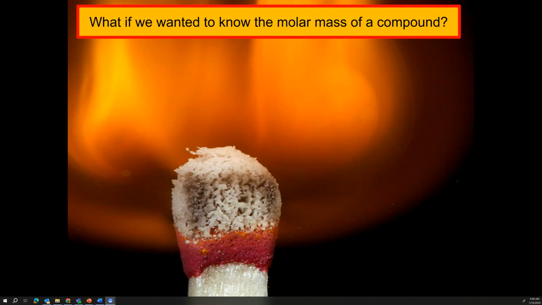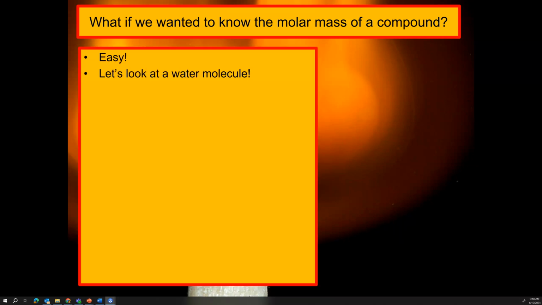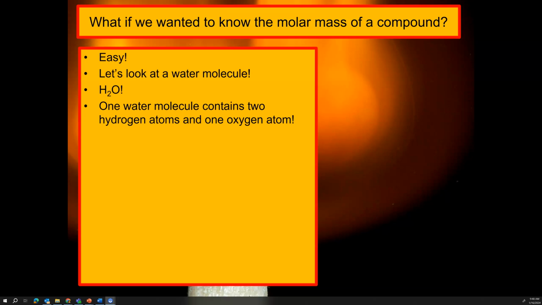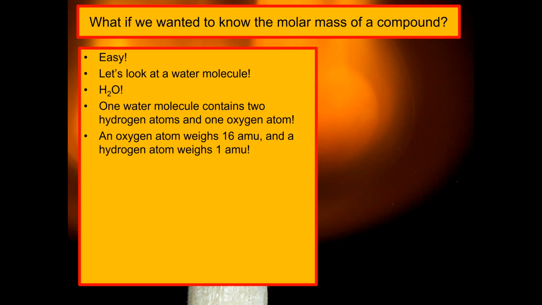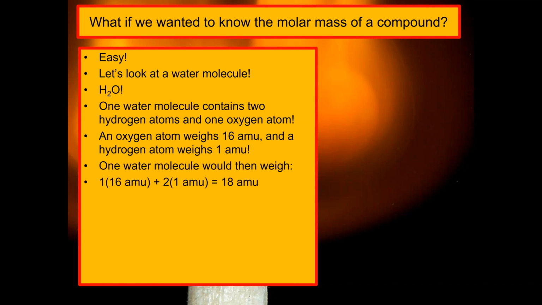So what if we want to know the molar mass of a compound? Well, it's not as complicated as it sounds. Let's start by looking at water. 1 water molecule has 2 hydrogen atoms and 1 oxygen atom. An oxygen atom has an atomic weight of 16 AMU. The hydrogen atom, 1 AMU. So that means a single water molecule is going to weigh 18 AMU. We have 1 oxygen and 2 hydrogen.